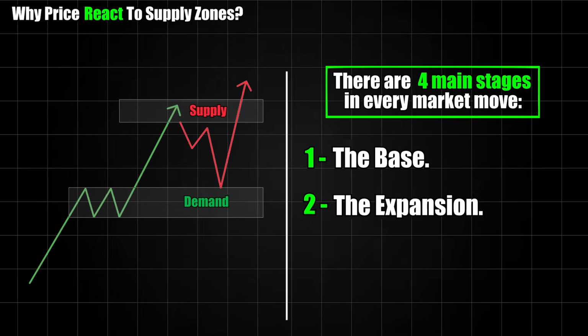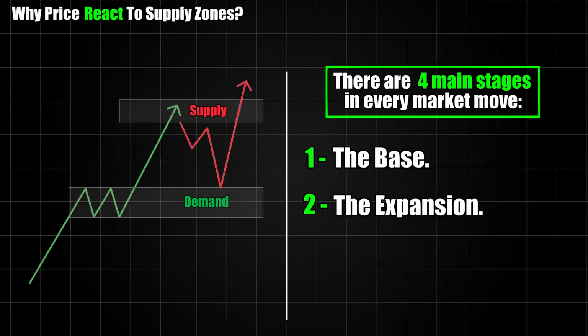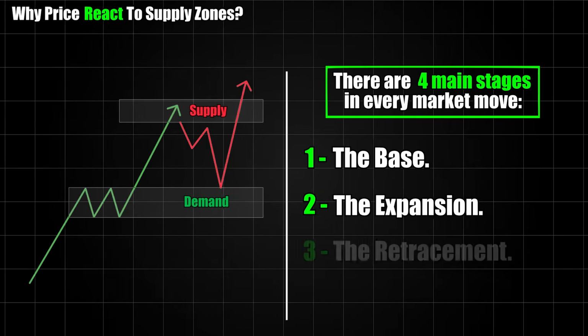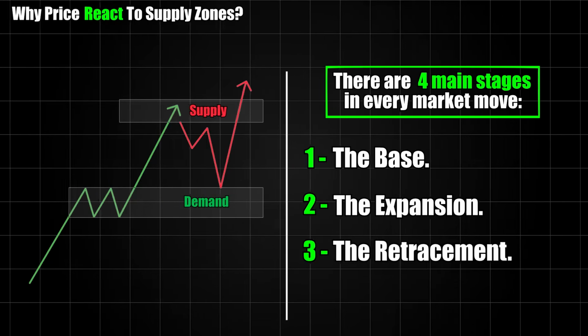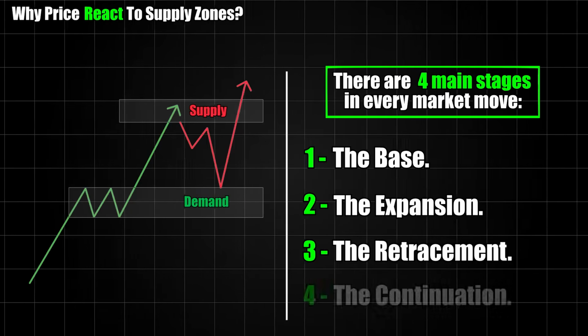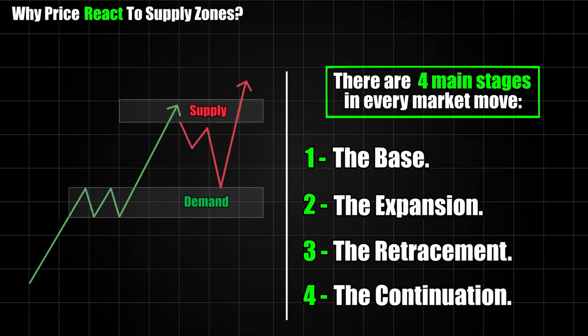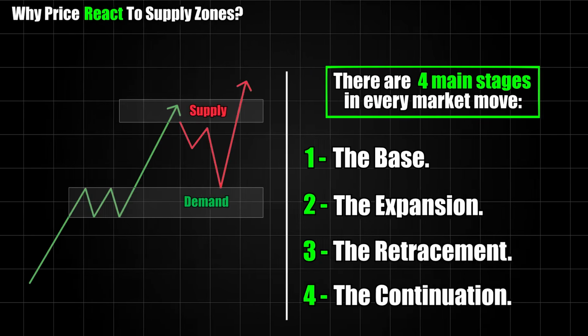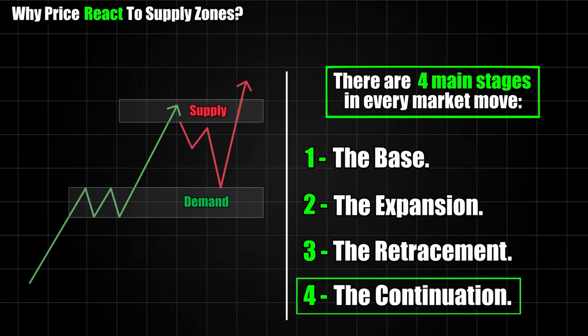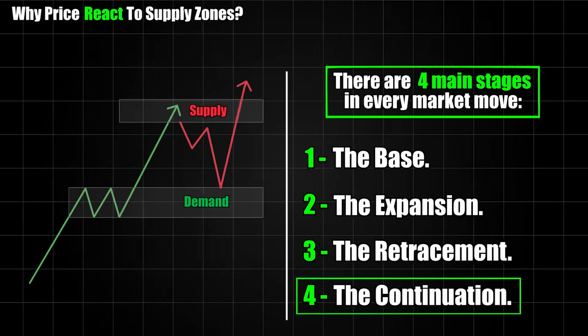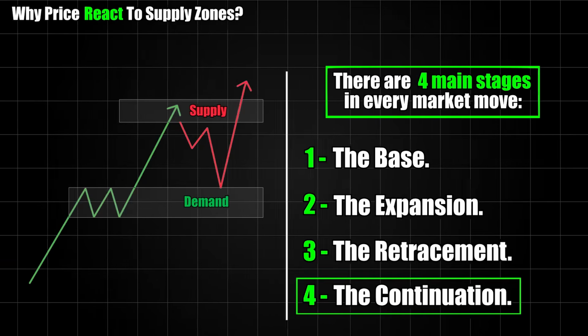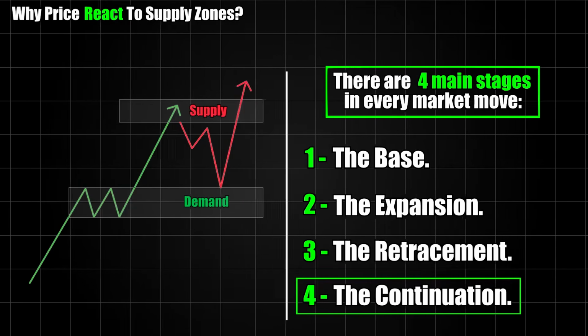Phase 2, the expansion, a strong rally or sharp drop from that base. Phase 3, the retracement into the origin of the move. Phase 4, the continuation, the next impulse in the original direction. Out of all these, the continuation phase is where we get our best trade opportunities. That's where high probability entries tend to appear, so that's our main focus.